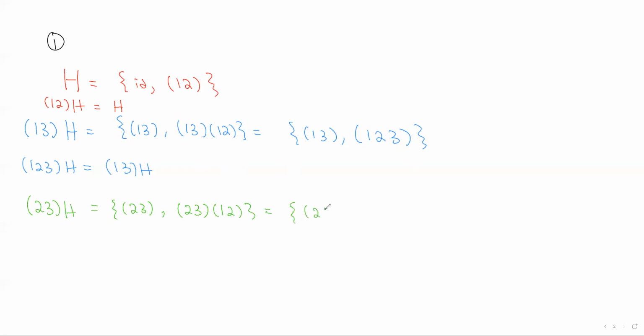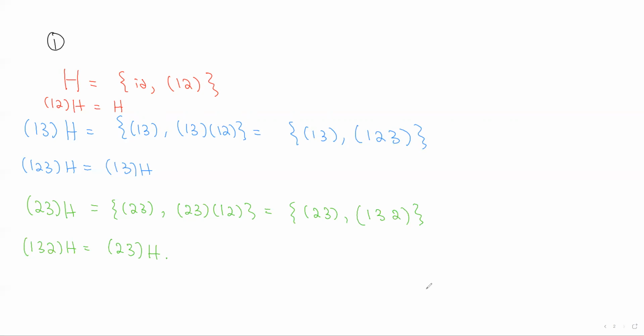So there's (2 3), and then (2 3) times (1 2). So 1 goes to 3, 3 goes to 2, and 2 goes to 1. And if I did (1 3 2) times H, I would have got the same thing. So 2 elements in the same coset will give you the same coset, as obvious as that statement sounds. So this is the same thing as (2 3) times H.